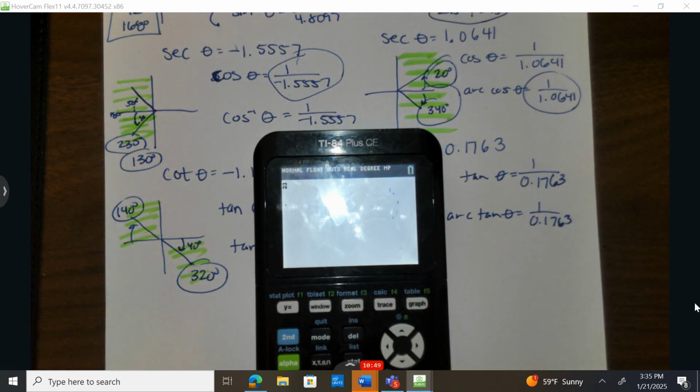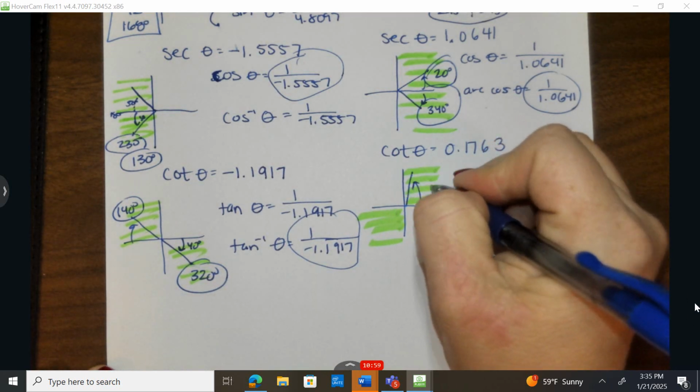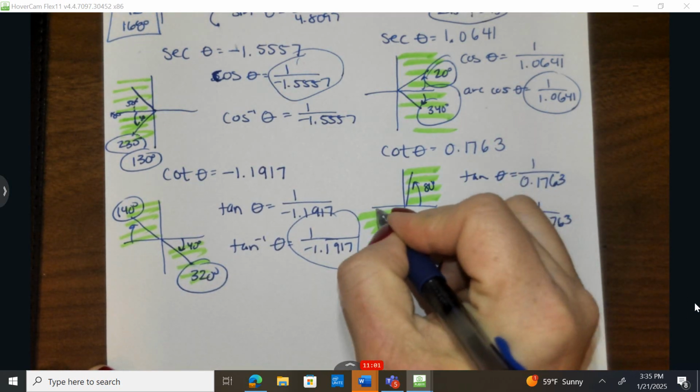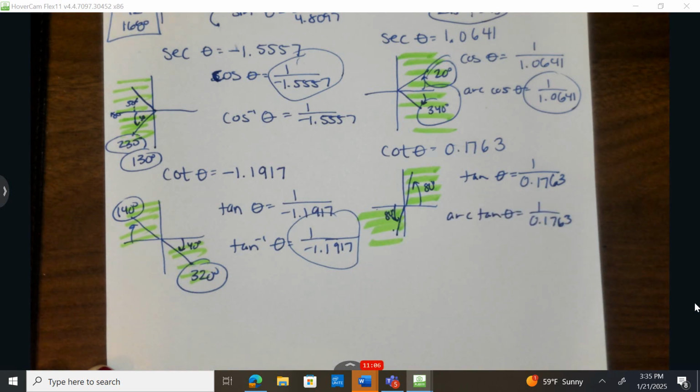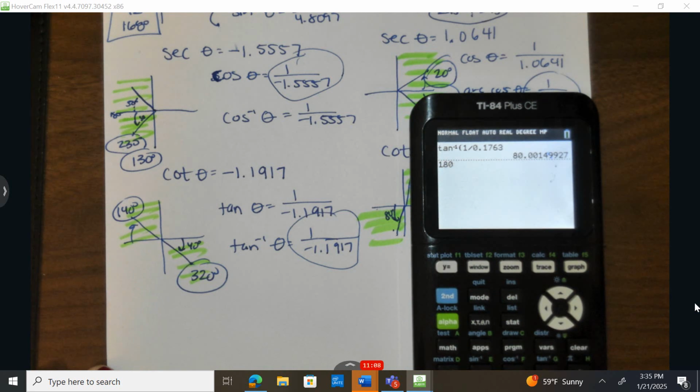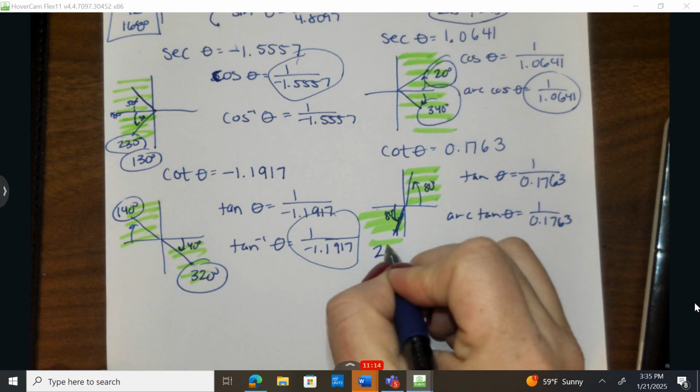Grabbing a calculator, inverse tangent of 1 divided by 0.1763 gives us an angle of 80 degrees. So up here, I'm going to go up to 80 degrees. That's my reference angle. And then from the x-axis, I'm going to drop down 80 degrees. If I'm at 180 and I add an additional 80 to it, I would be at 260. So right here, this terminal angle is 260.